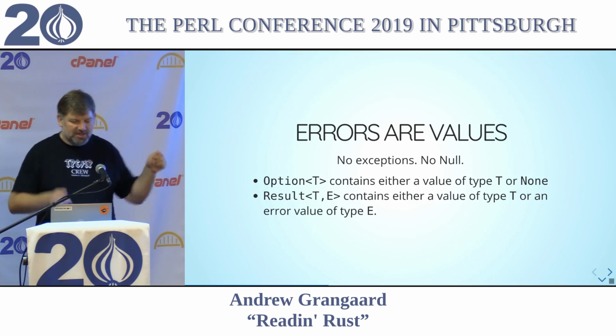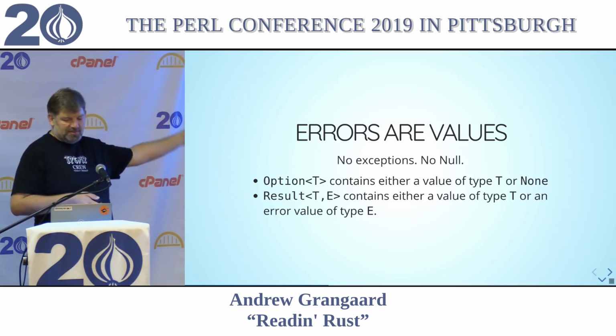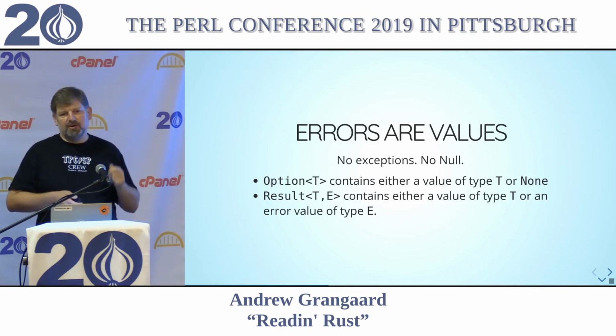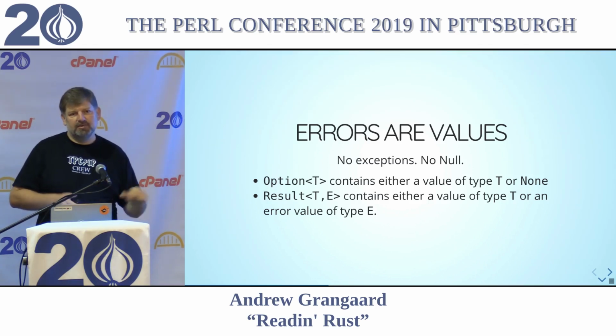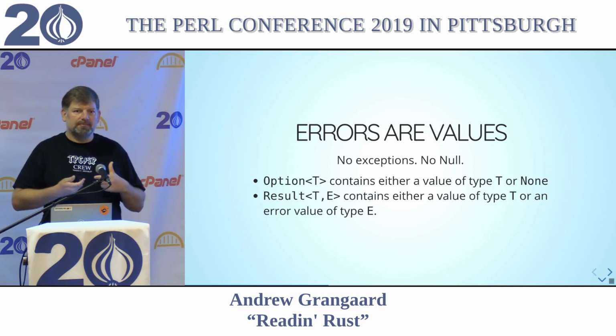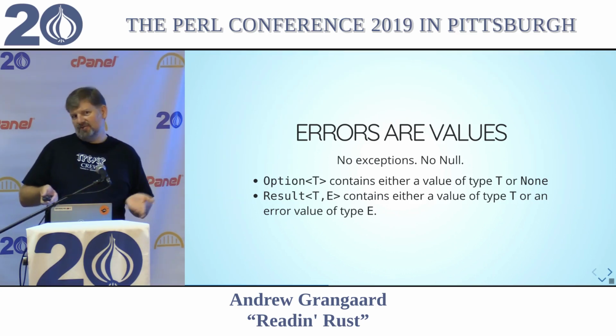And so options are of a type, and results, you read this as a result of type T and error E. And so a result will either return a type or an error. And you have to get that and destructure it and see what you got back. So there's no, oh, I forgot to check the return value of whether or not my file opened. Yeah, you can't do that.